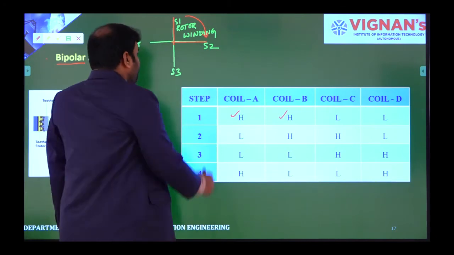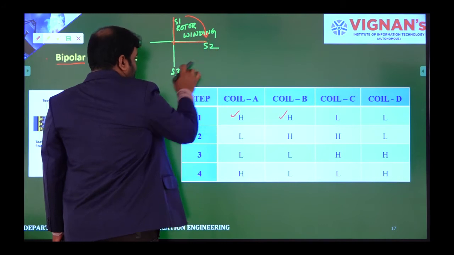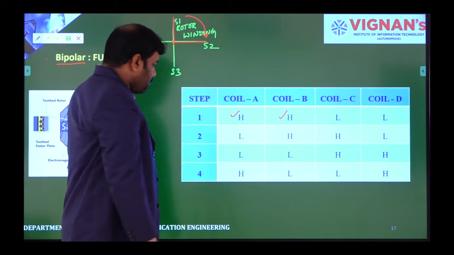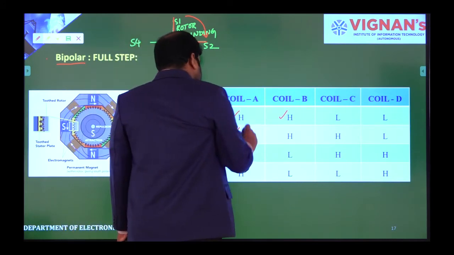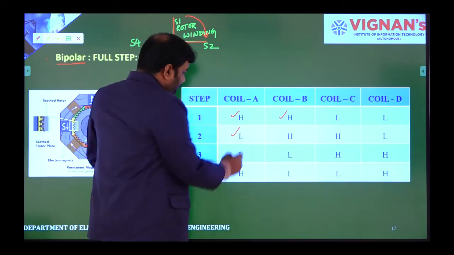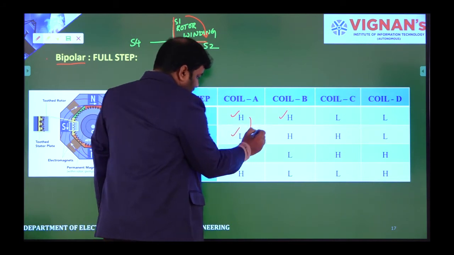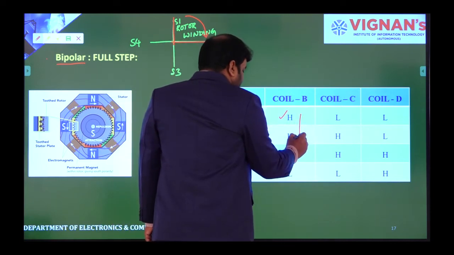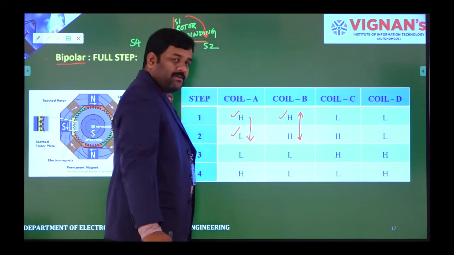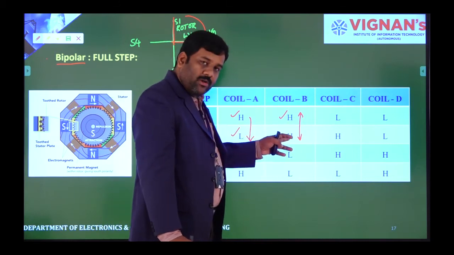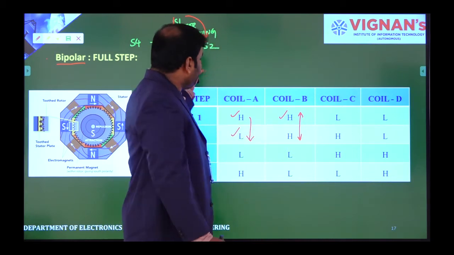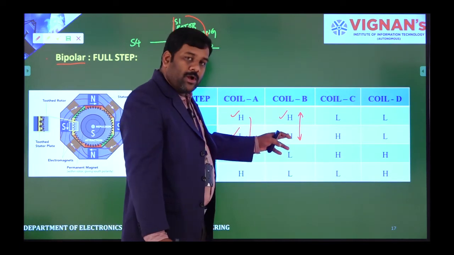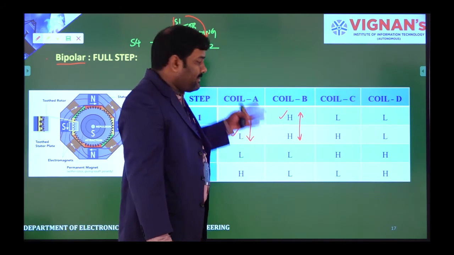The next step, I need to turn this winding from S2 to S3, but I can't change at a time. So first I would like to change coil A from high to low. I would like to reduce the power of coil A. At the same time, I'll keep the power of coil B the same, because if I take that low over here itself, then immediately the winding is going to stop. It won't rotate. So I need one more coil to operate this one.